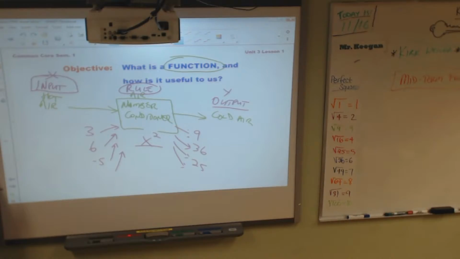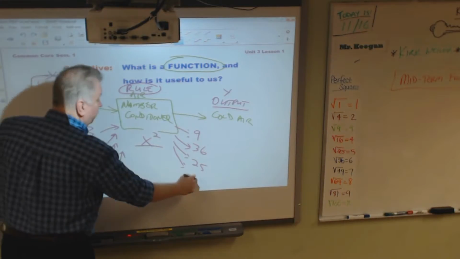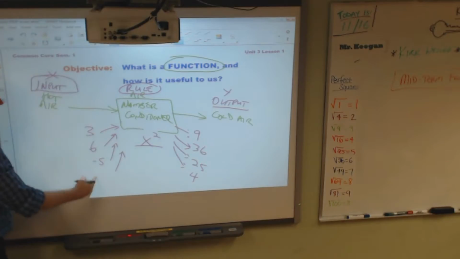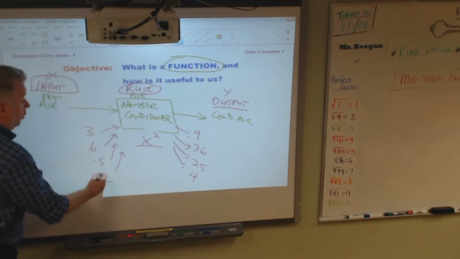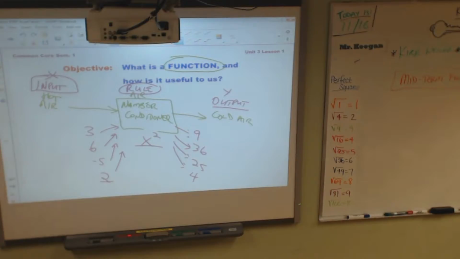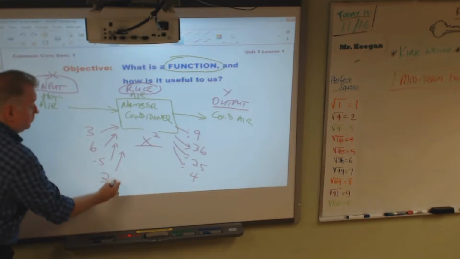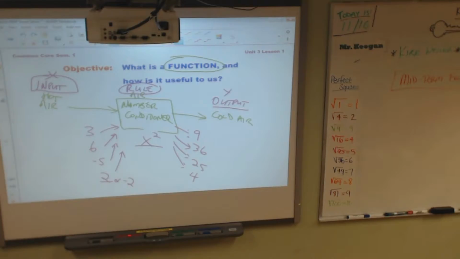So how about 4 and 5? Times is 3x plus 1. Okay? So if this number here was 4, what would this number have to be? 2 or what? There was actually another one you could use. -2, good. Because when you square a negative number, it becomes positive.